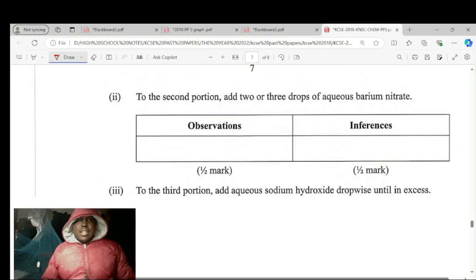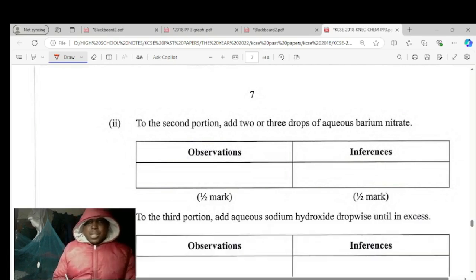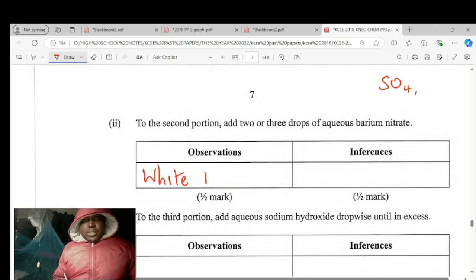Next, to the second portion, add 2-3 drops of aqueous barium nitrate. Barium nitrate, we expect a white precipitate because barium will form a white precipitate with a sulfite, carbonate. Now, was there a white precipitate? Let's check. Yes, a white precipitate is formed. A white PPT is formed. Then we expect normally for barium, the sulfite, the carbonate, the sulfite.